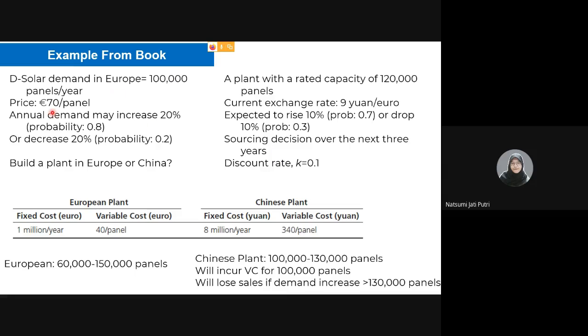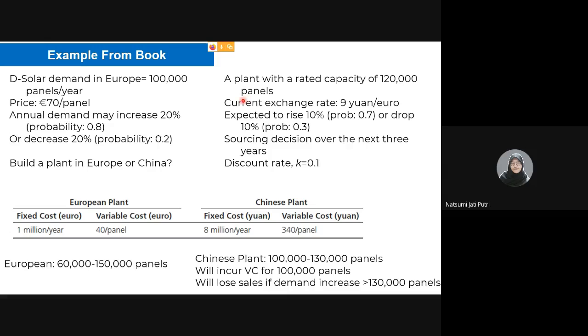So there is a solar company in Europe. They have a demand of 100,000 panels per year. The price is 70 euro per panel. There is a probability that annual demand may increase 20%, and the probability is 0.8, or it can decrease by 20%, and the probability is 0.2. I think it should not be considered.